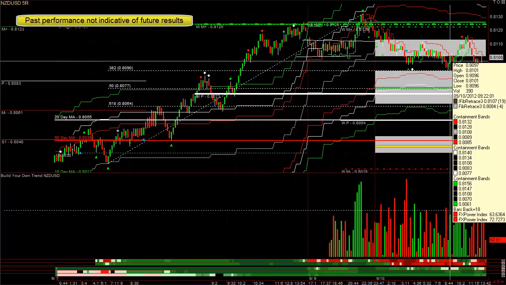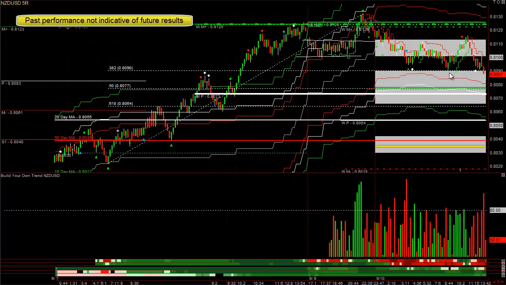You'd be long right here at 97 with your stop underneath the low here. And because this area acted as support and now it's being penetrated, the next area you might want to look for entries is somewhere between 77 and 64.